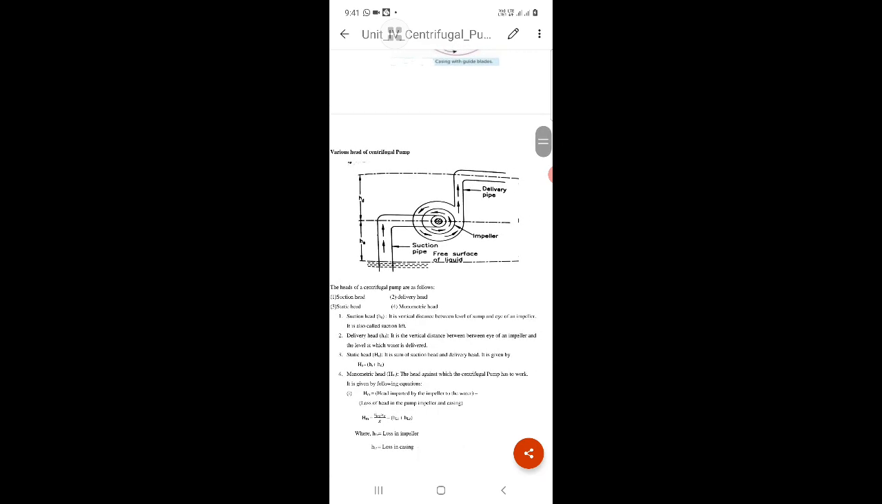So there is a head as shown in figure, from the eye of impeller to the top of this is the delivery head. Eye of impeller to the free surface of liquid is the suction head.